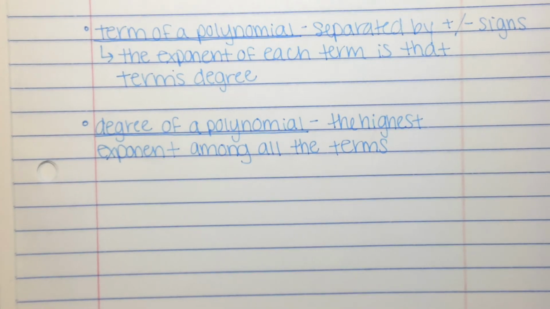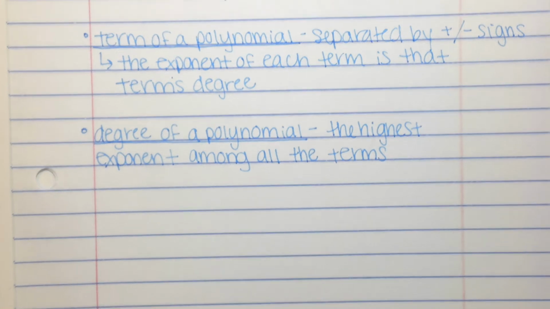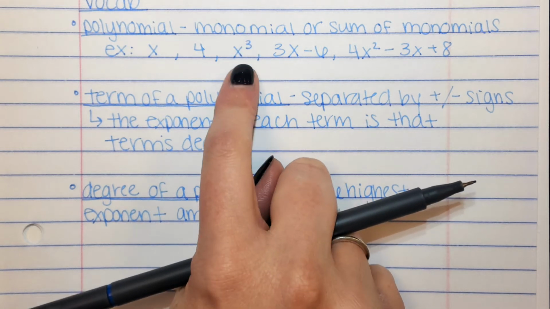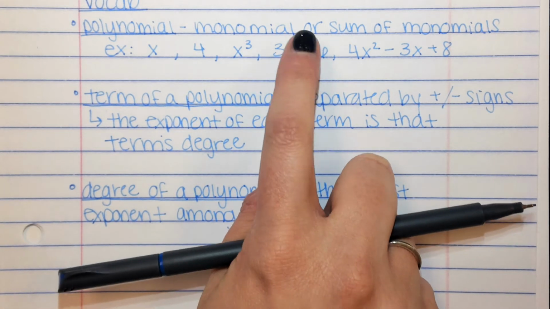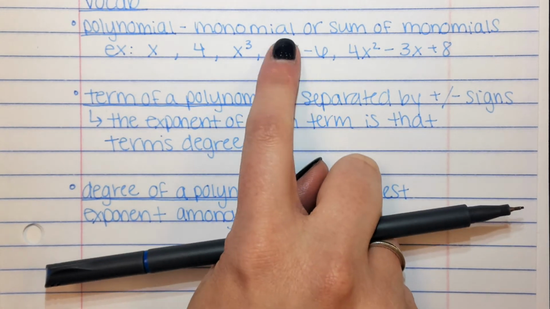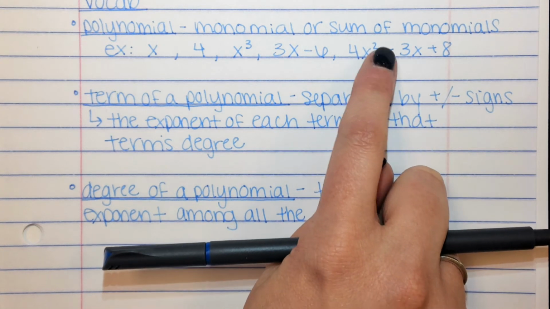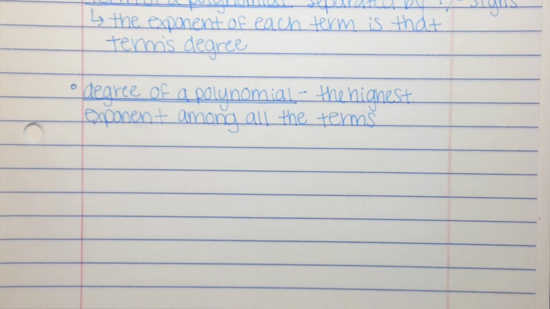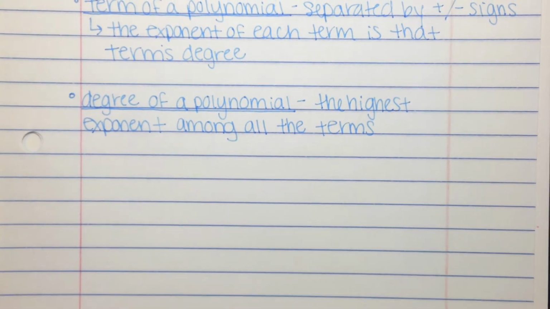Now, this is what I was referring to a second ago. The degree of a polynomial is the highest exponent among all the terms. So you look at the polynomial, find the highest exponent, and that's the degree of the polynomial. If we look back up at our examples, here the highest exponent is 3, so the degree is 3. Here, the highest exponent is an understood 1, so the degree is 1. Here, the highest exponent is 2, so that has a degree of 2. We'll practice classifying by degrees and terms in just a little bit.